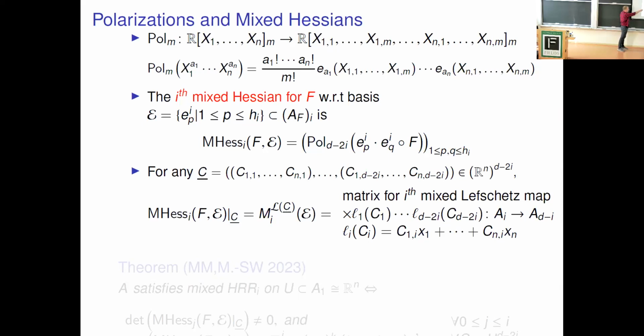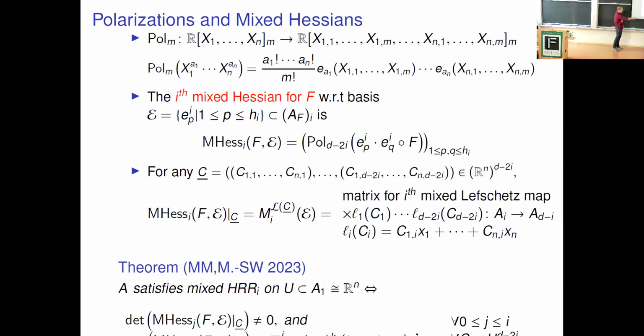And my claim is that that real symmetric matrix is exactly equal to the matrix for the ith mixed Lefschetz map, where I'm using the linear forms that are parameterized by these weights. So these mixed Hessian matrices are exactly the mixed Lefschetz matrices for some choices of linear forms. And I can change the linear forms by changing where I evaluate the mixed Hessian. And so now we can use these to check the Hodge-Riemann or the mixed Hodge-Riemann.